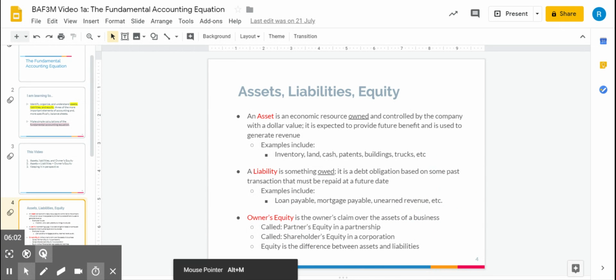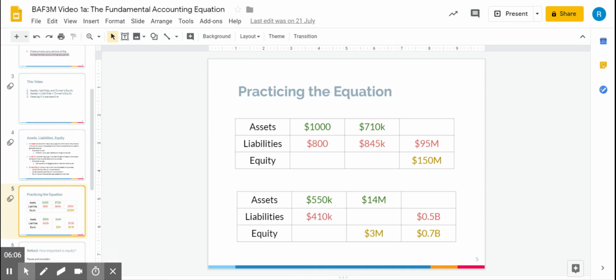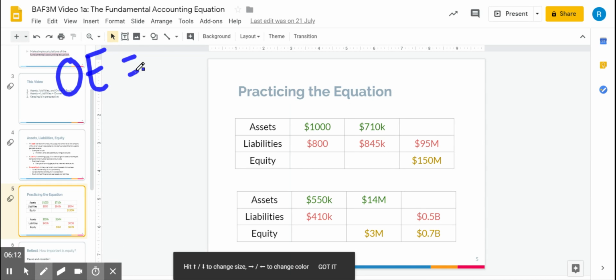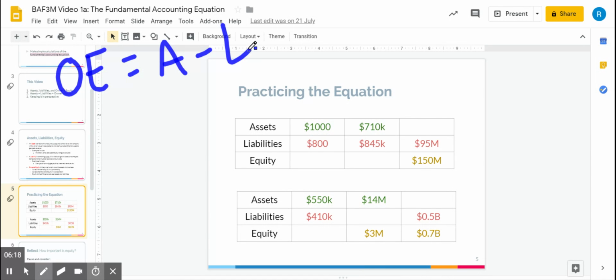All right, so let's get into that equation really quick, and then you'll do some examples, and then we'll move on from there. So let's practice the equation. So what is the equation? Well, I've already kind of been through it. So what is owner's equity? Owner's equity is the assets, what we own, minus the liabilities, what we owe. Hope that makes sense. If we rearrange this a little bit, we get the fundamental accounting equation. So the fundamental accounting equation, we just rearrange this, is assets equals liabilities plus owner's equity.